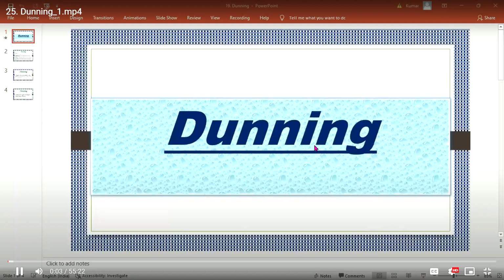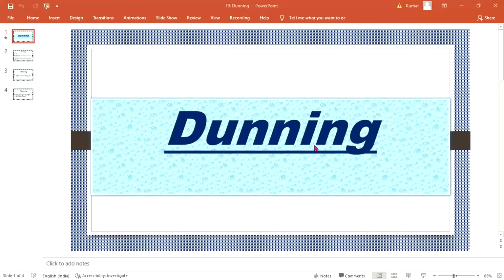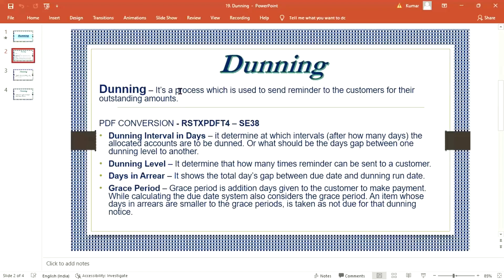Hey guys, welcome back. So here in this session, we'll start a very important topic of account receivable that is called dunning. So what is the use of dunning, guys? It's pretty simple. Dunning is going to be used to send a reminder letter to the customer. Now, if you have a look at the definition, it's a process which is used to send reminders to the customer.